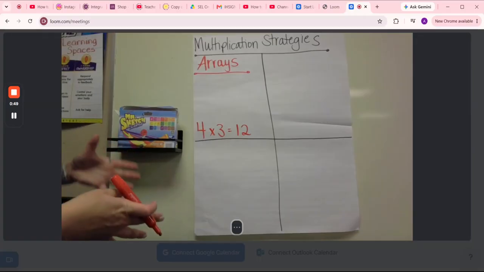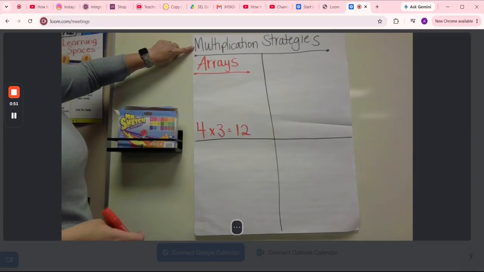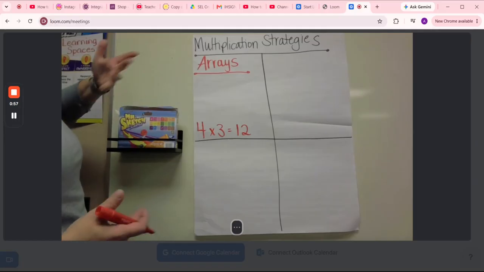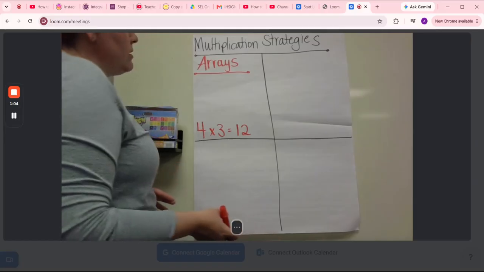So we make this anchor chart together. You can see I just started with the title, multiplication strategies.